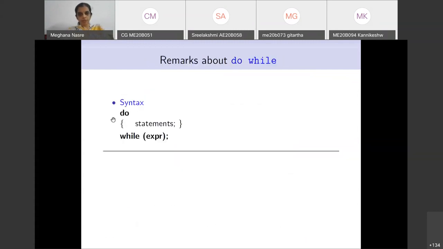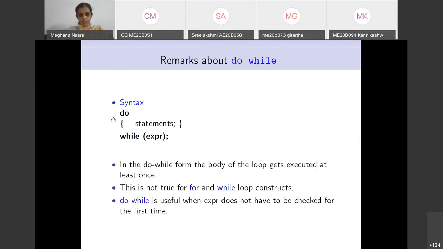Okay, so let's move ahead. I just want to make these remarks. One of them was what Gitartha said, that you have this semicolon which should be at the end of this expression, which should not be in the case of the while loop. Otherwise, your body is empty. And in the do while form of this loop, you will enter the loop at least once. This is not the case for the for and while loop constructs.